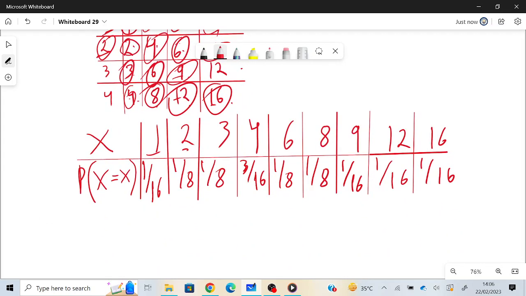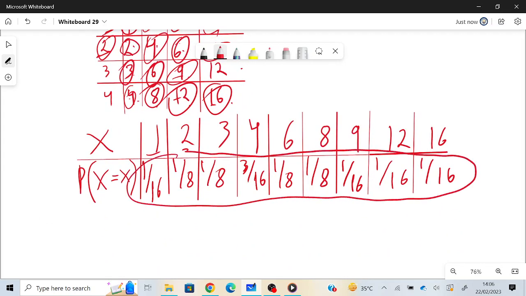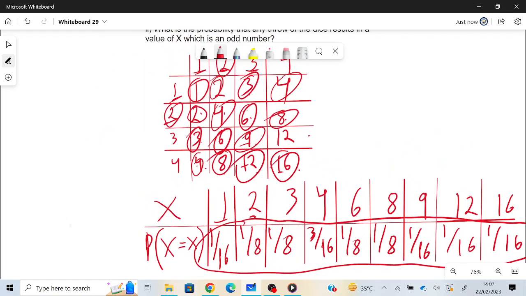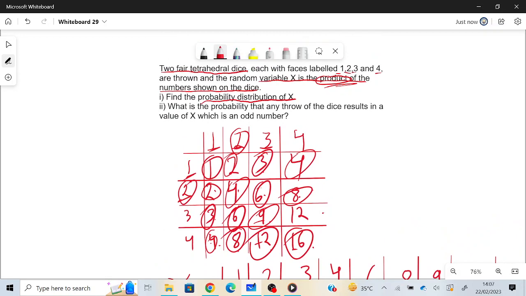Just to be on the safe side, you can add up all the numbers over here and see if they give you 1. If they give you 1, that means your probability distribution table is absolutely correct. If they don't give you 1, then go back and have a count, because sometimes we can mess up our addition. Even though it seems easy, it can get a bit difficult at times. So that was for part i.